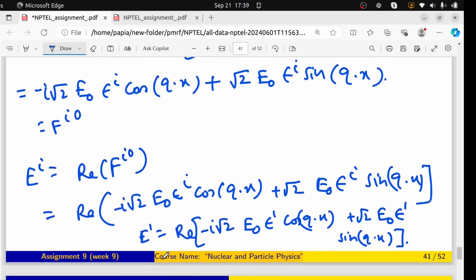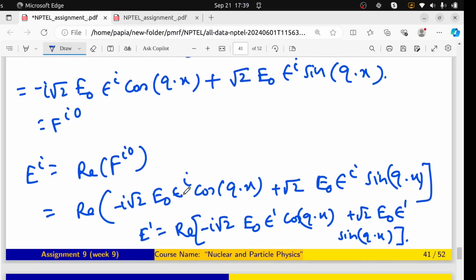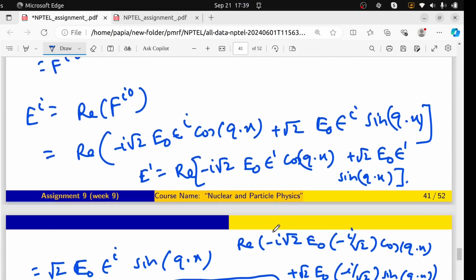Now there is a trick: epsilon 1 is real, but epsilon 2 is not real. So for epsilon 1, that means E1, we can have this expression, no problem, and it will be a real function, meaning E1 will be root 2 E0 times 1 by root 2 sine q dot x.